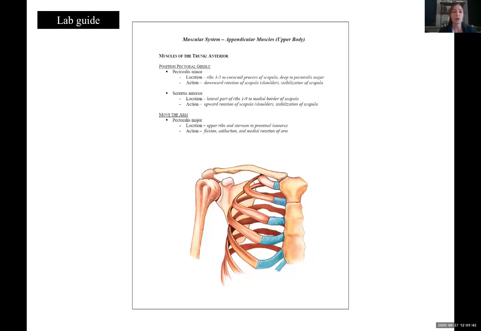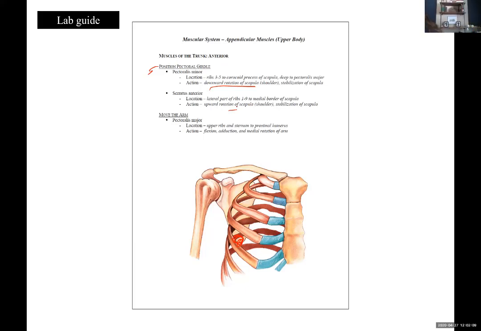So the muscles of the trunk anterior, you should mainly know pectoralis minor, because it's a muscle of the pectoral girdle. So these guys are more about stabilizing. Yes, they have other actions. The serratus anterior, I told you that it attaches down near this inferior angle. So you think, oh my goodness, why is it upward rotation?